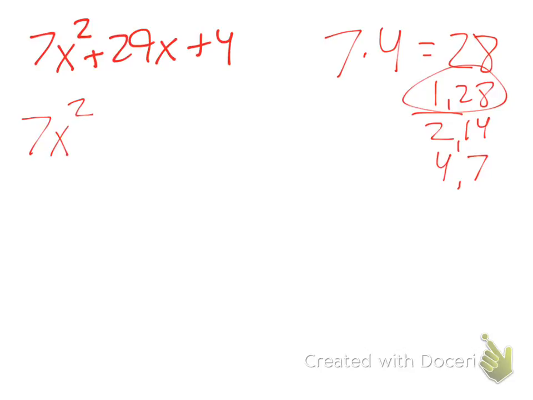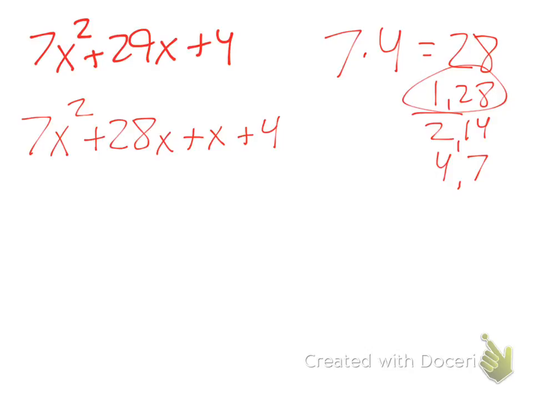7x squared plus 28x plus x plus 4. What I just did was I took 29x, using the pair that we decided, 1 and 28. Would you guys agree that 28x plus an x is still 29x? Did I change the problem by splitting those two apart? I basically uncombined like terms. They're still equivalent expressions, yes? Or expressions in this case, because there's not an equal sign.